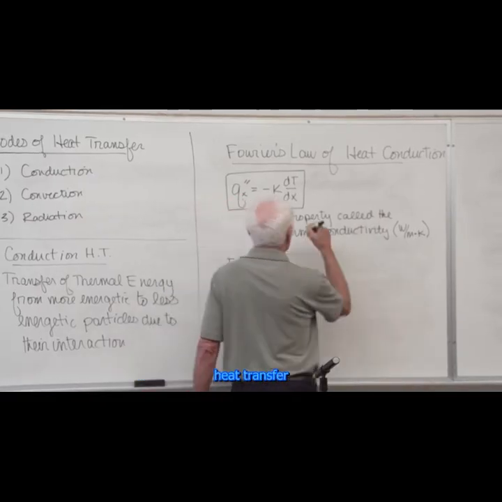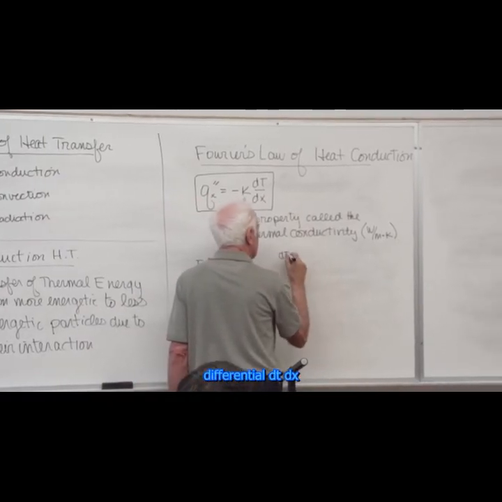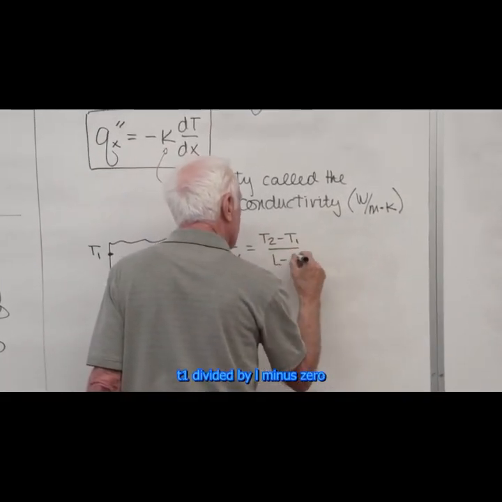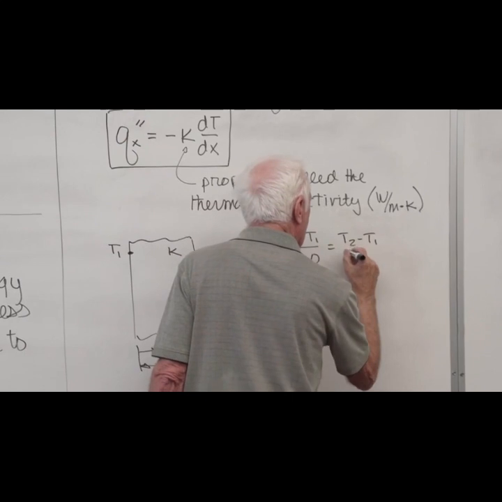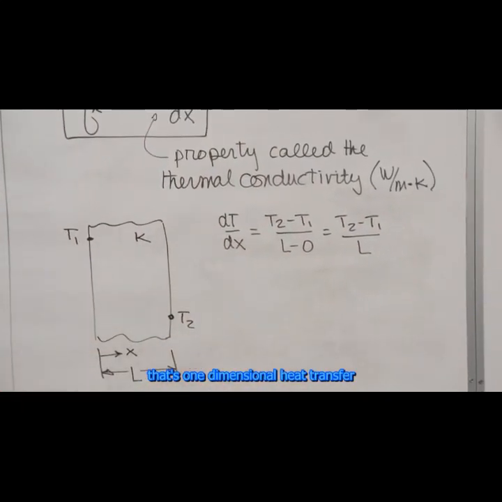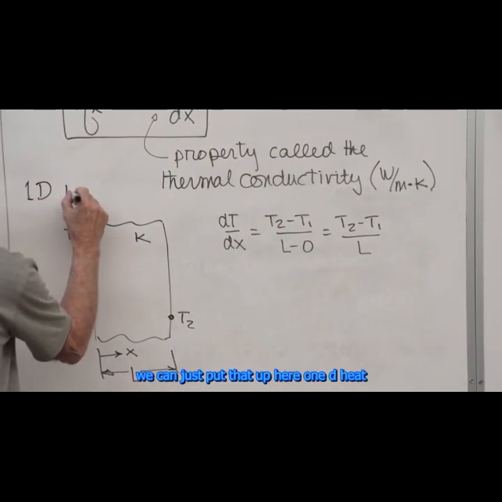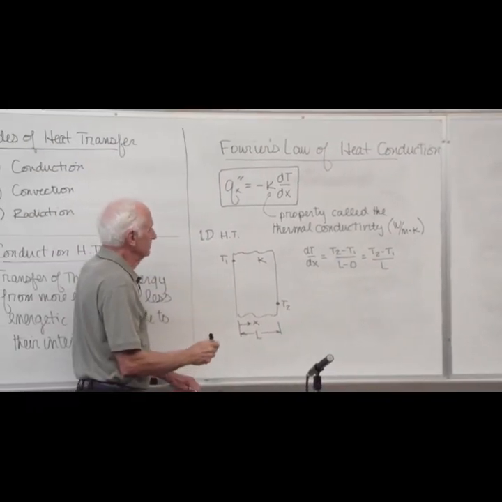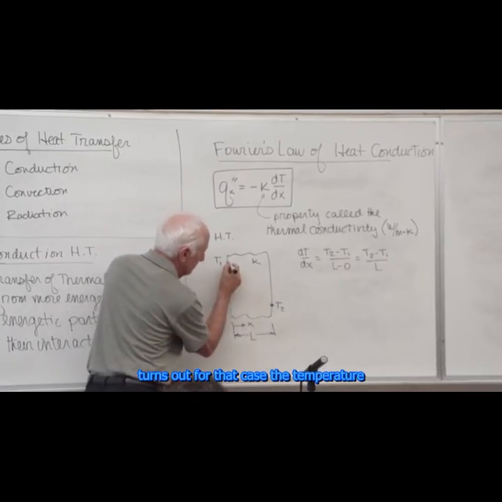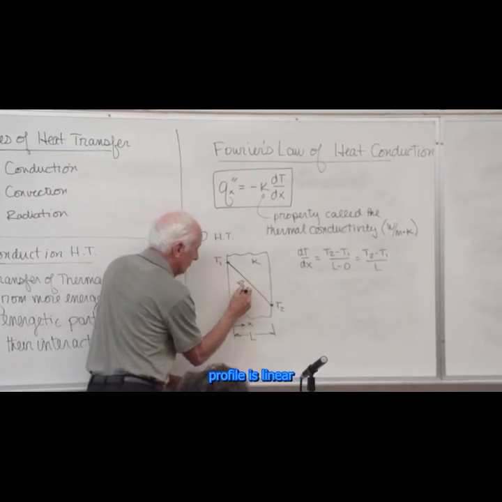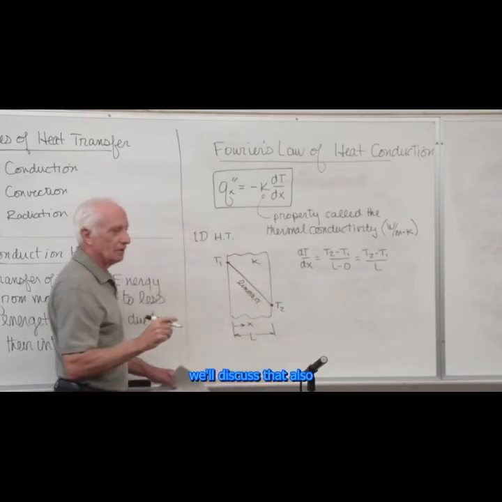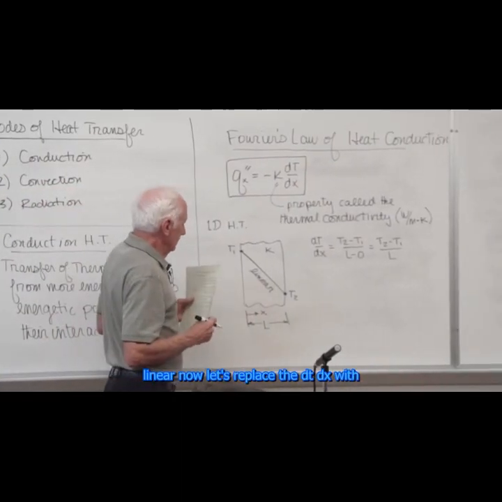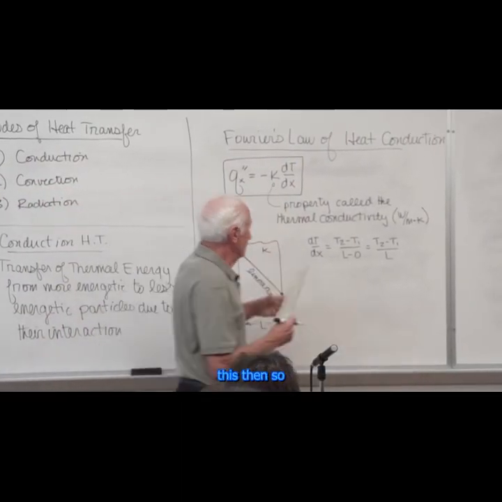But for one-dimensional heat transfer, we can get rid of the ordinary differential dT/dx and replace it by (T2 minus T1) divided by (L minus 0). That's one-dimensional heat transfer. We can just put that up here, 1D heat transfer. Turns out, for that case, the temperature profile is linear. We'll discuss that also in, I think it's chapter 3, linear. Now, let's replace the dT/dx with this then.